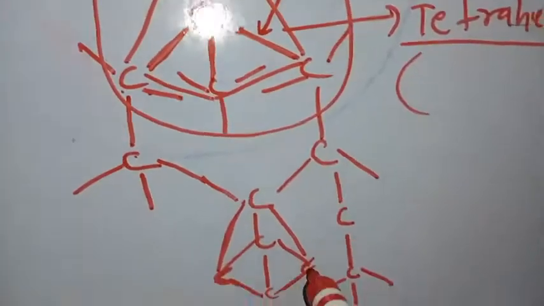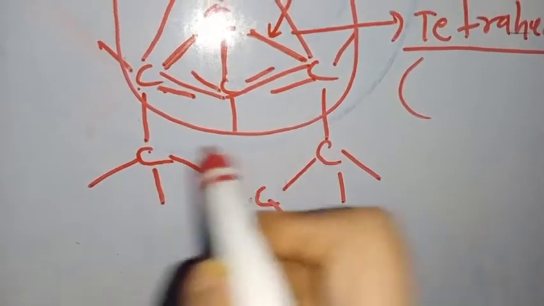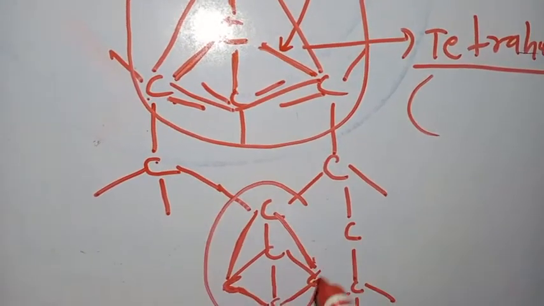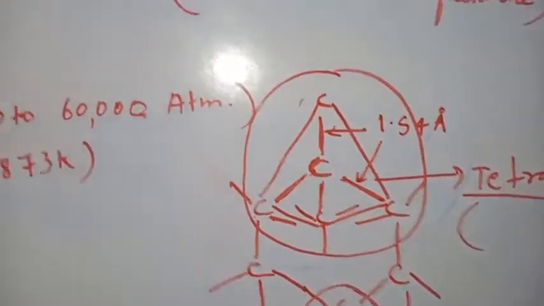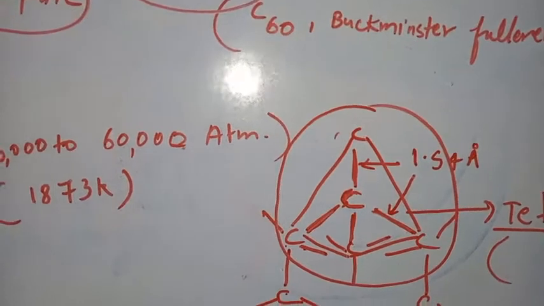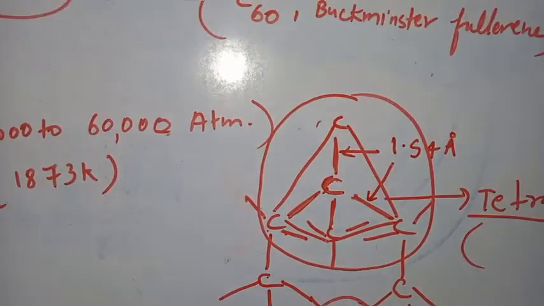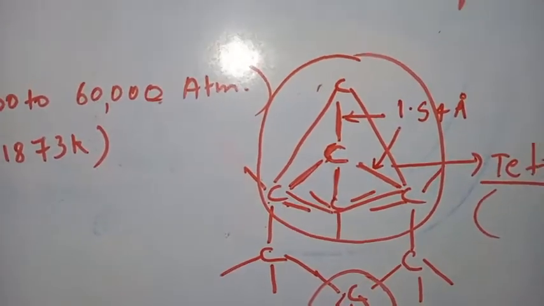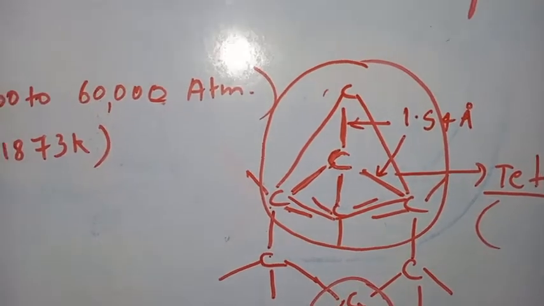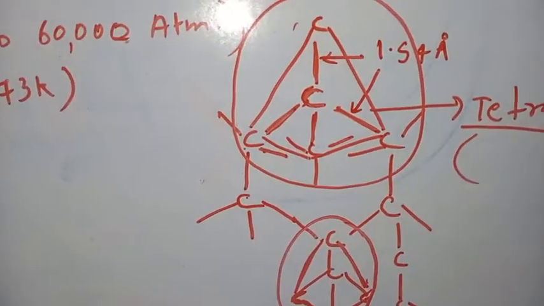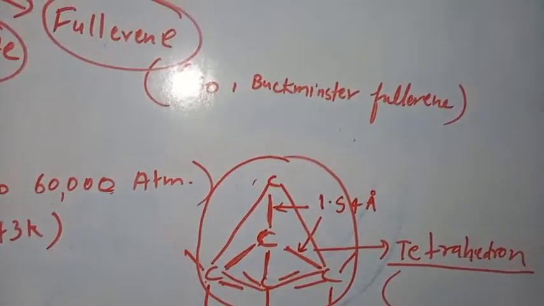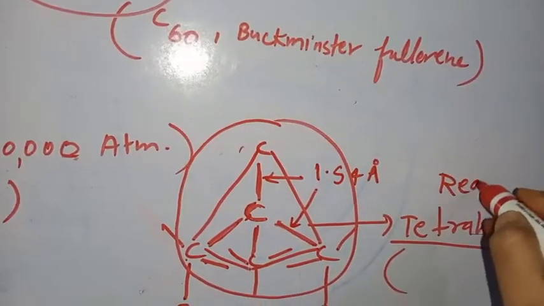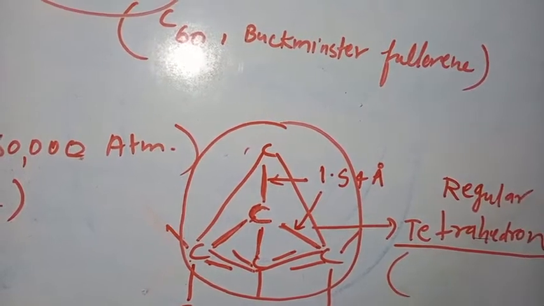So this structure is what? It is the regular tetrahedron structure. So if it is asked in the exam what is the geometry of the carbon atoms in diamond, you will tell it is tetrahedral, and the structure is the regular tetrahedron structure.